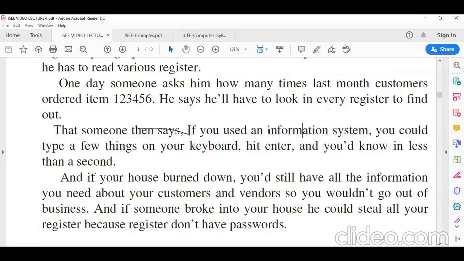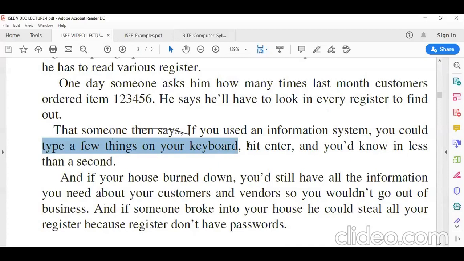Someone then recommended to Mayur, if you use the information system. Now this information system has what? If you use the computerized information system, you could type a few things on your keyboard. By hitting the enter button, you can get all the information, available or not. Barobar na?